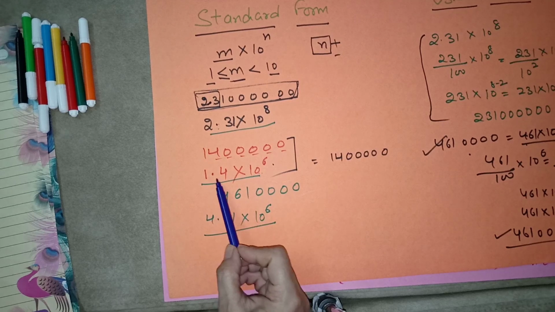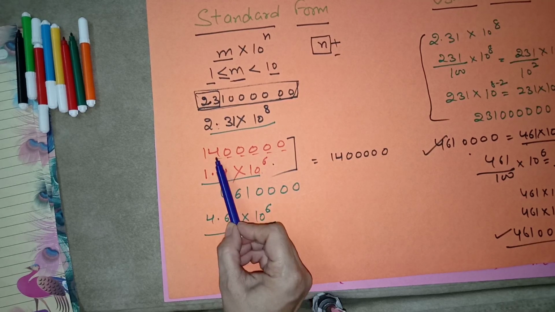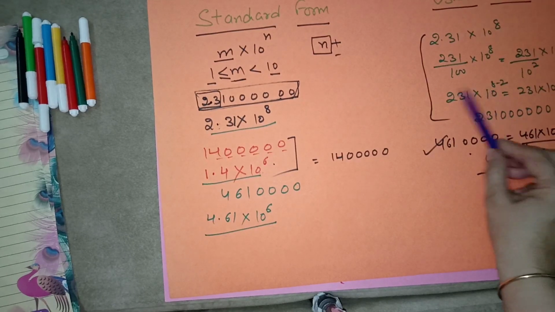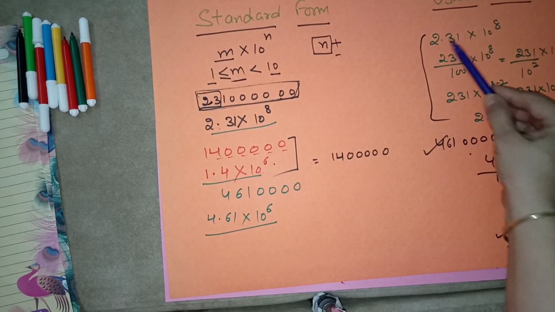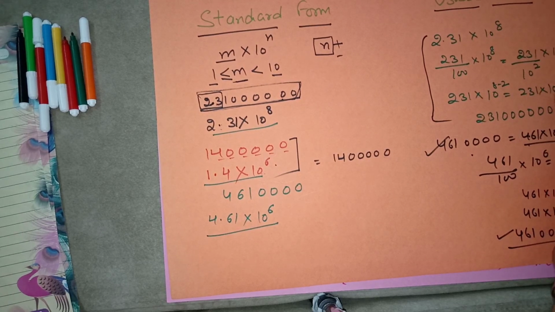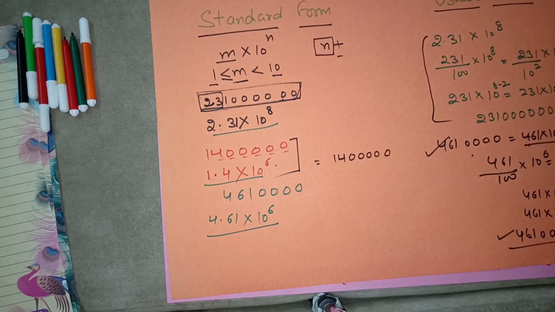Same way, 1.4. Count all the digits and 10 is to power 6. If you want to convert into the usual form, then remove the decimal, subtract 6, then 6 zeros you have to keep. Same way you can do.